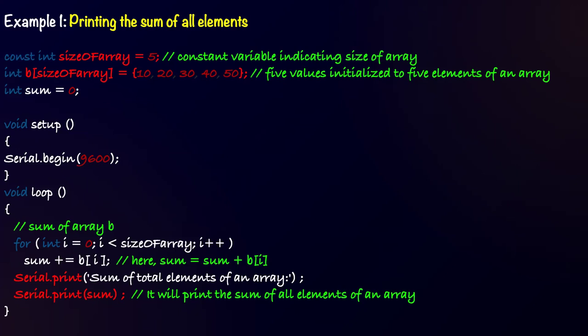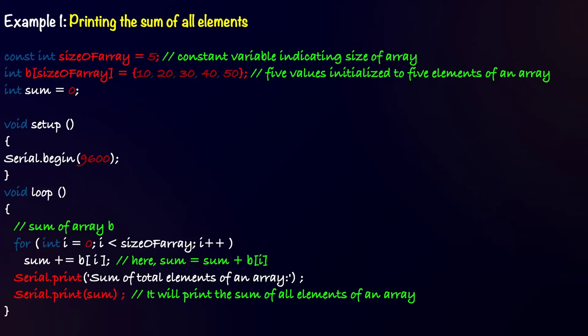See, so, printing the sum of all elements. Constant int. So I hope now it is clear why we use constant. Before mentioning it, const int sizeOfArray = 5. So it is a constant variable indicating the size of the array, right? So before beginning the coding, we have indicated the size of the array. Now int b[sizeOfArray], what is it? Equal to 10, 20, 30, 40, 50. 5 elements are there, right? So 5 values are initialized to the 5 elements of the array. int sum = 0, we have given at the beginning.